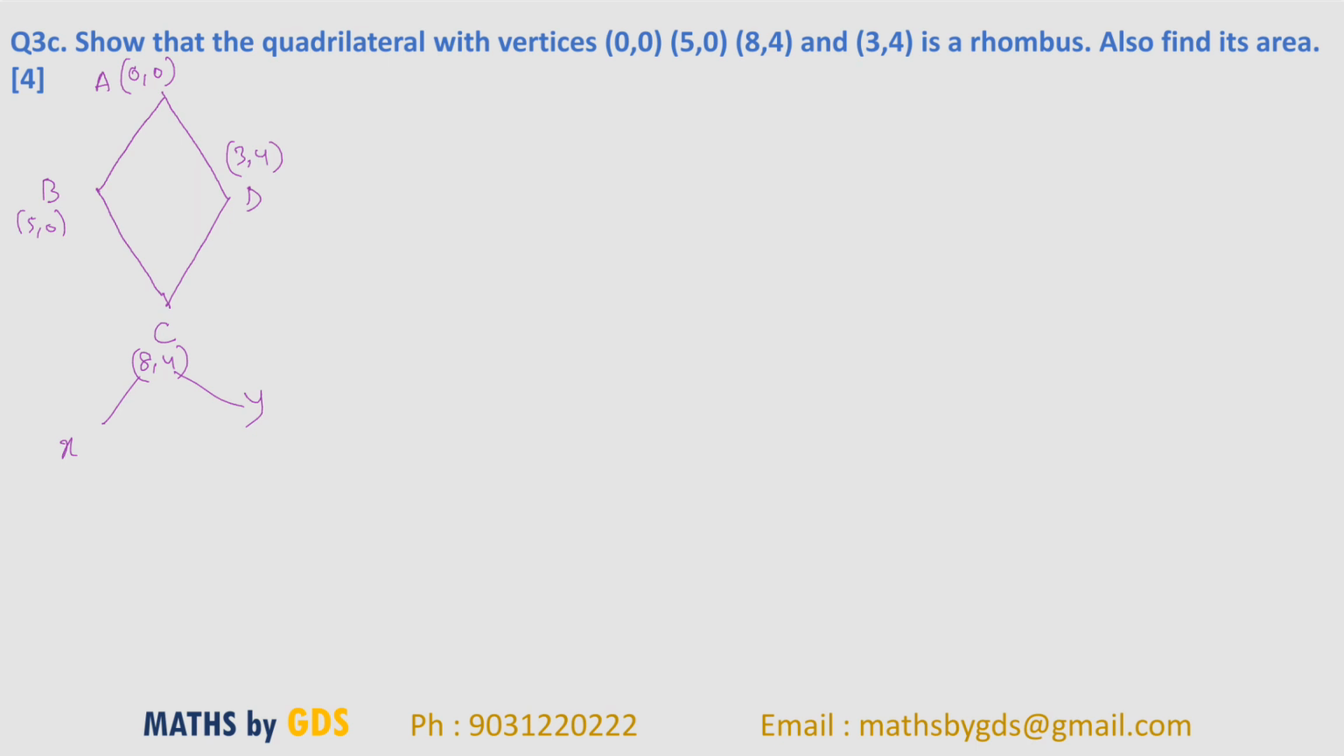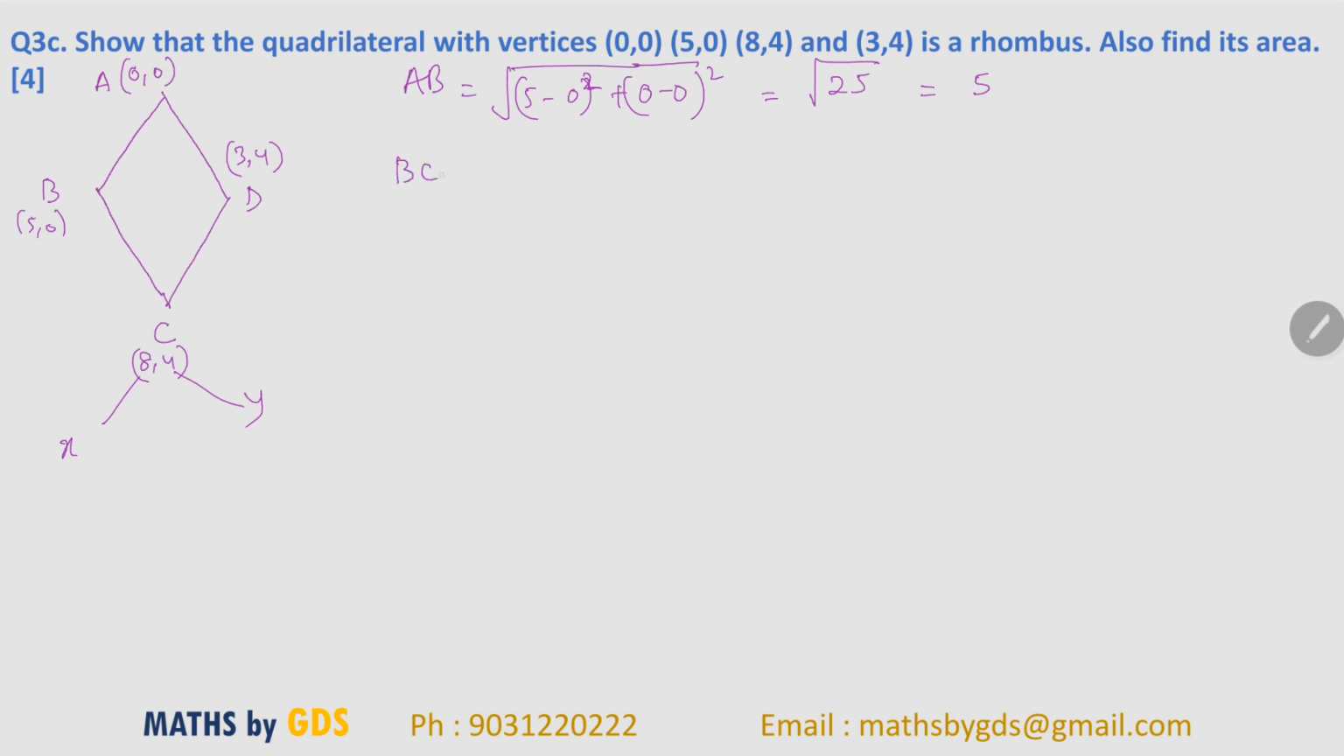Now, if you have any doubt, you could pause the video and rewind the video at any point and clear your doubt once again. So first we'll check the distance AB. The distance AB is under root of (5 minus 0) squared plus (0 minus 0) squared. This is under root of 25, alright, which is 5. So AB is 5.